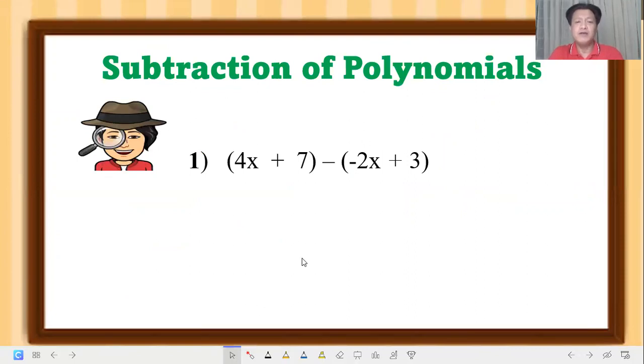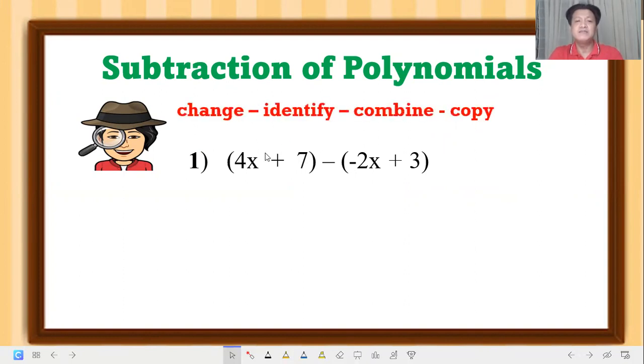So we have number 1 here, 4x plus 7 minus negative 2x plus 3. Okay, remember, the acronym for these steps is simply change the sign of the subtrahend, then identify like terms, combine like terms, and copy the same literal coefficient. So with that, di ba, i-change muna natin yung subtrahend. Ang subtrahend natin po ay ito, yung negative 2x plus 3. Okay, di ba? We have to change the sign. I-reverse lang natin. If this is negative 2x, magiging positive. If this is positive 3, magiging negative 3 na siya. And copy lang natin yung ating minuend.